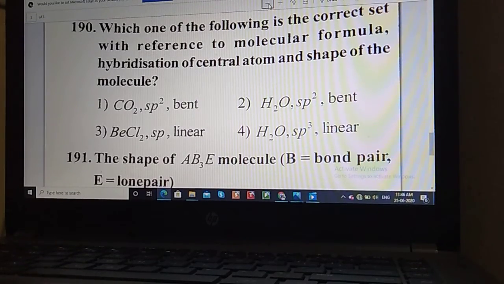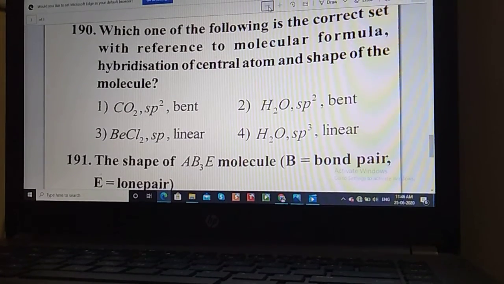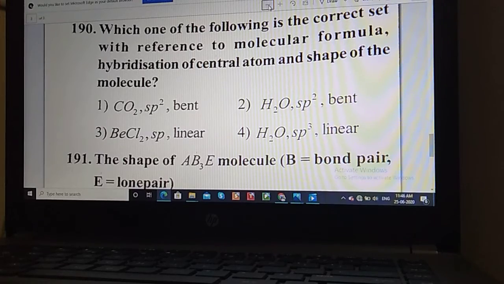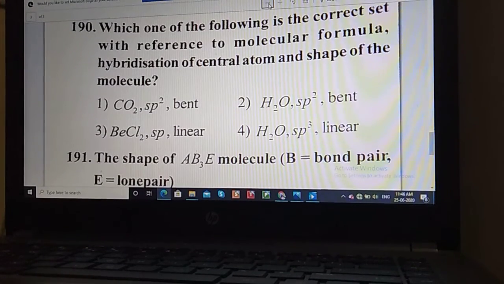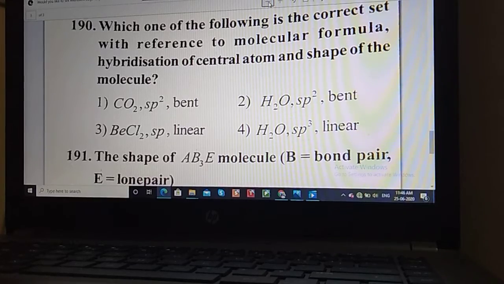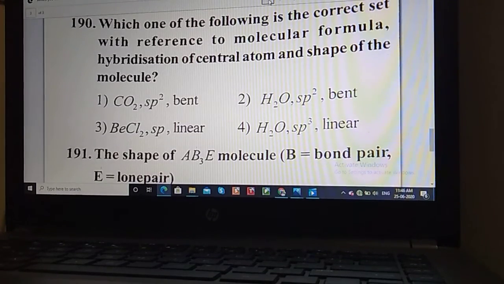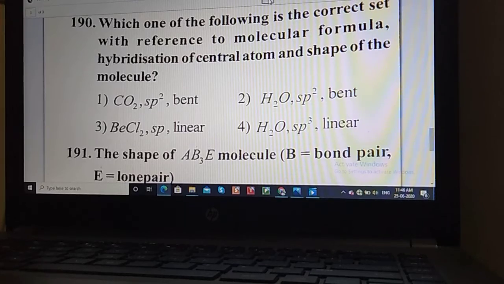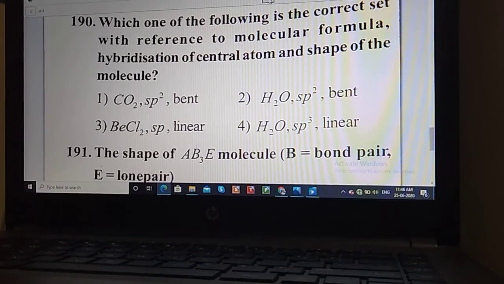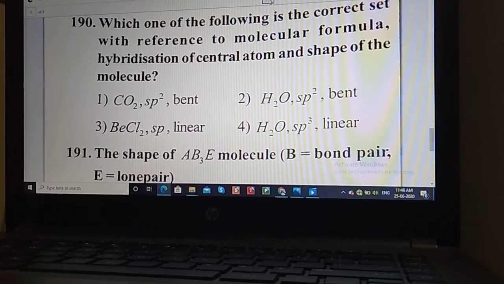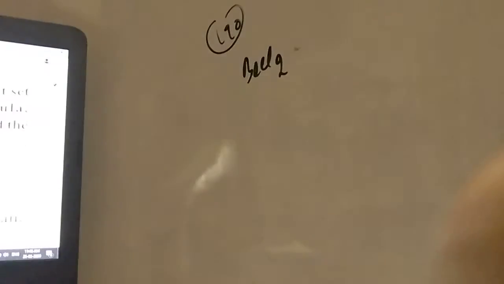Option number 2 says which of the following is the correct set with reference to molecular formula. H2O is sp3 hybridization, student. BeCl2, student, sp, that is linear. So the correct option, if you talk about it, is option number 3, student. Question 190, if you talk about BeCl2, let us move to the board, student.